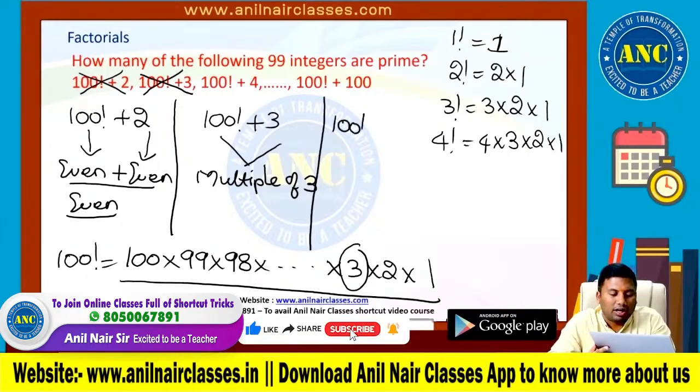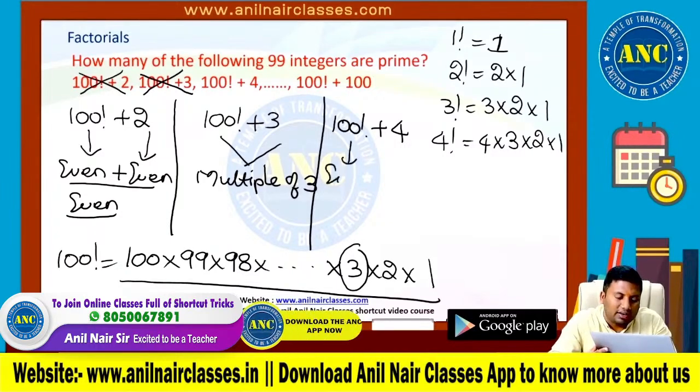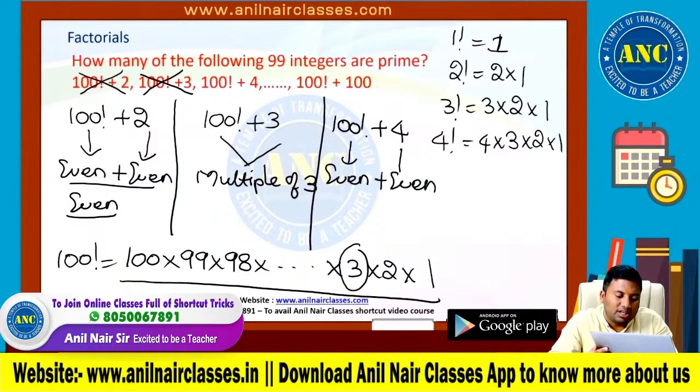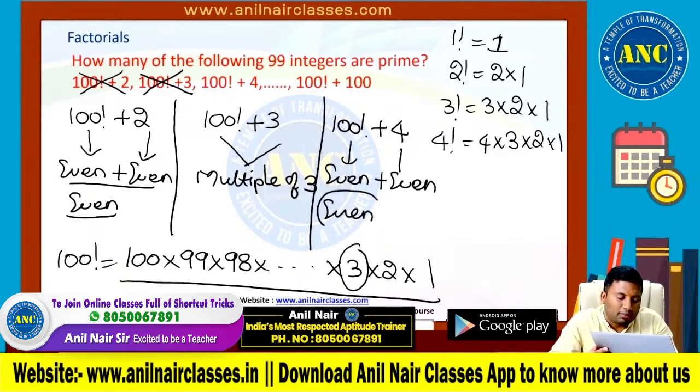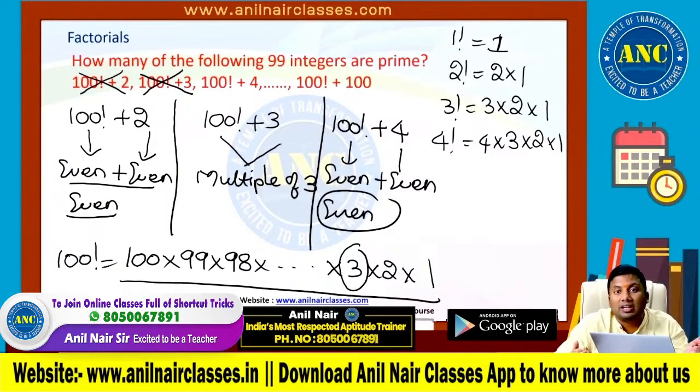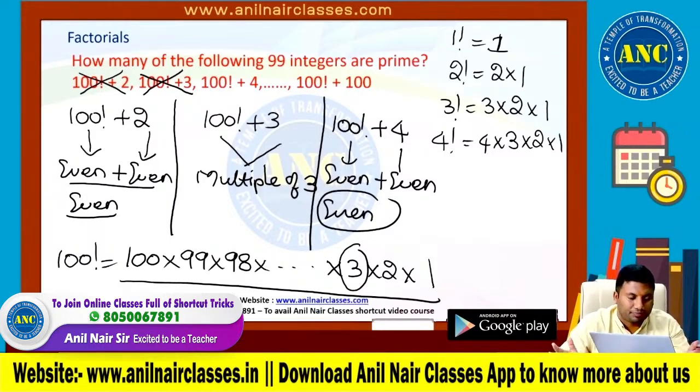100 factorial plus 4. 100 factorial is an even number. 4 is also an even number. Even number plus even number is an even number. There is no even number other than 2 which is a prime number. So 100 factorial plus 4 is not prime.